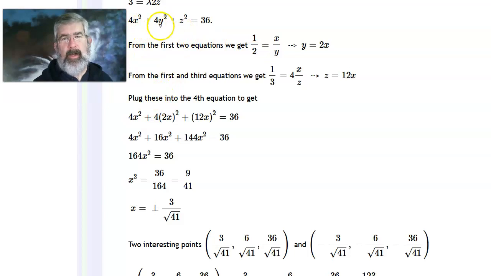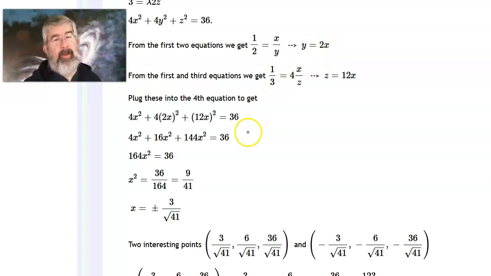So if I do that, y is equal to 2x, right? There it is, and z is equal to 12x, and so now I have an equation with just x's, which I can solve. Right? So 4x squared plus 16x squared plus 144x squared equals 36. So I've got 164x squared equals 36. So x squared is 36 over 164, which simplifies to 9 over 41. And then you take the square root: x is plus or minus 3 over the square root of 41. Plug that back up here in for y.